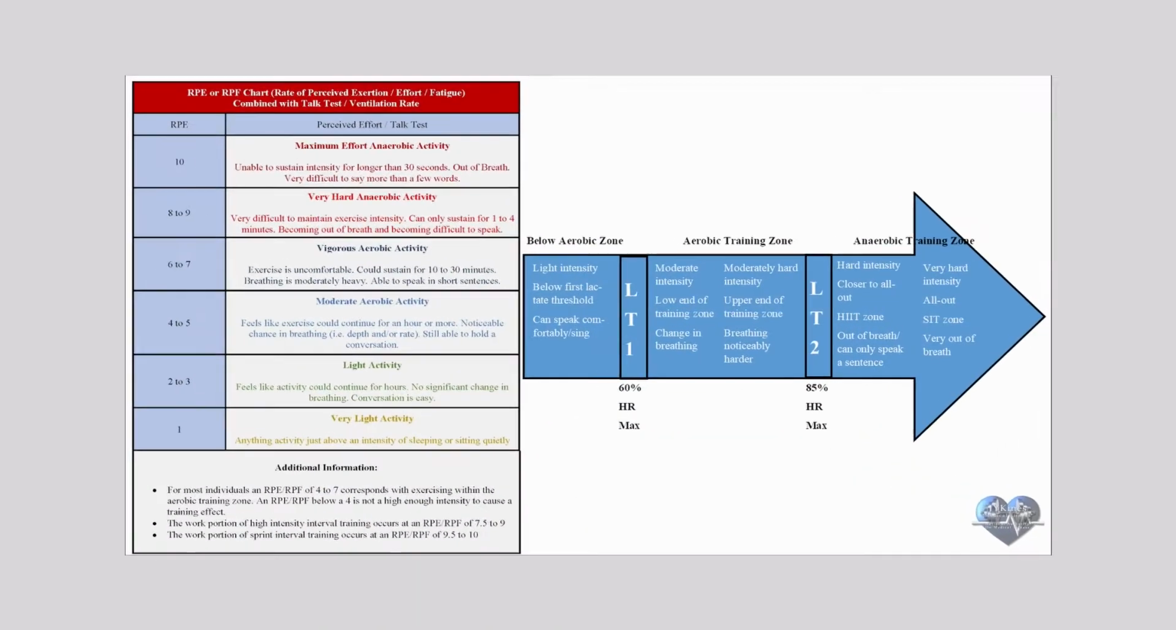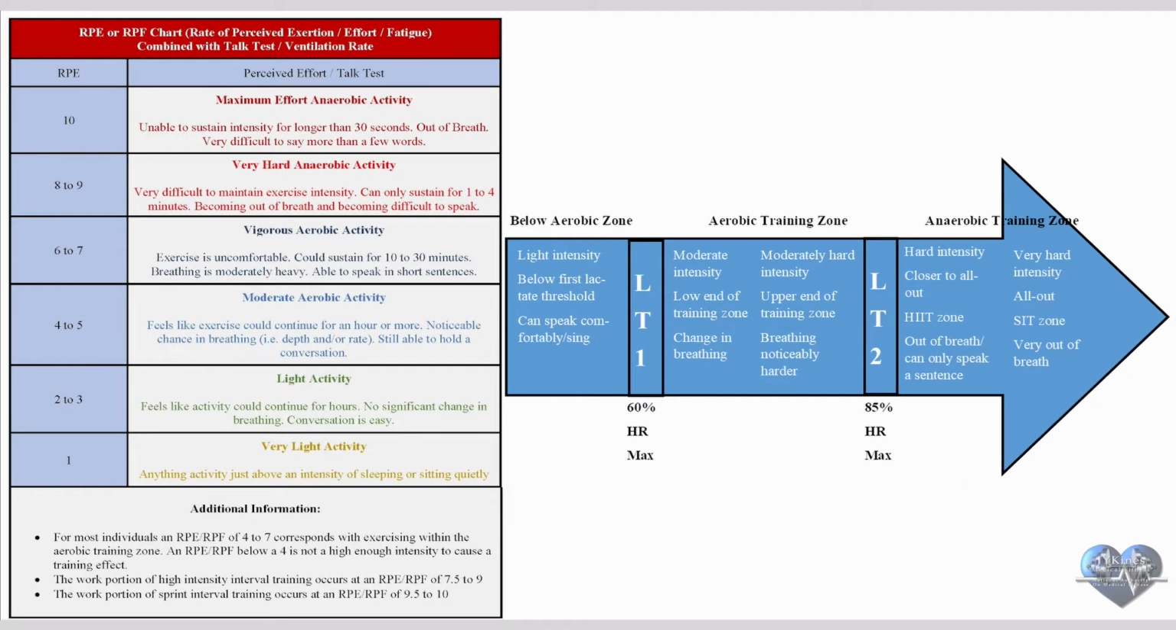So with that said, let's talk a little bit more about subjective intensity. And first I want to draw your attention to the left side of the chart, where I created a chart that's titled RPE or RPF combined with talk test or ventilation rate. The reason why I have RPE or RPF is because RPE stands for rate of perceived exertion, or the perceived effort that the individual thinks that they're putting into the exercise.